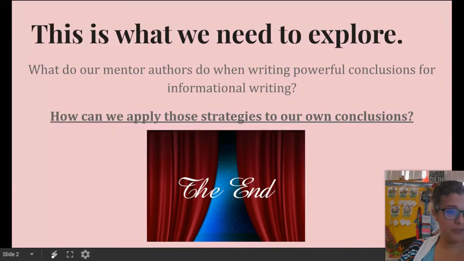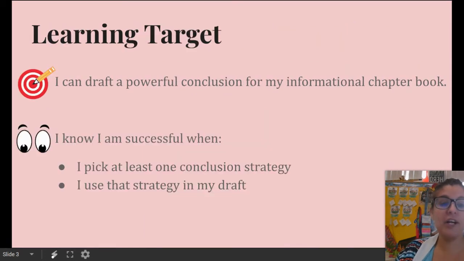So this is what we need to explore today. Yesterday we explored our introductions. Now we want to know, what do our mentor authors do when writing powerful conclusions for informational writing? And then how can we apply those strategies in our conclusions? So your target for today is, I can draft a powerful conclusion for my informational chapter book. I know I'm successful when I pick at least one conclusion strategy, and you're going to have a chart to pick from, and you use that strategy in your draft.